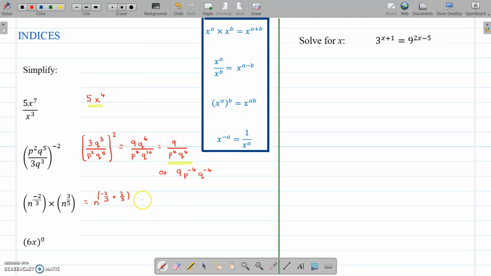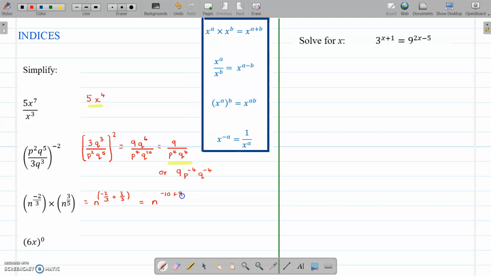Okay, now we just do a fraction addition in the normal way there. So we're going to change them both into 15ths, okay? And that's going to give me negative 10 15ths plus 9 15ths.